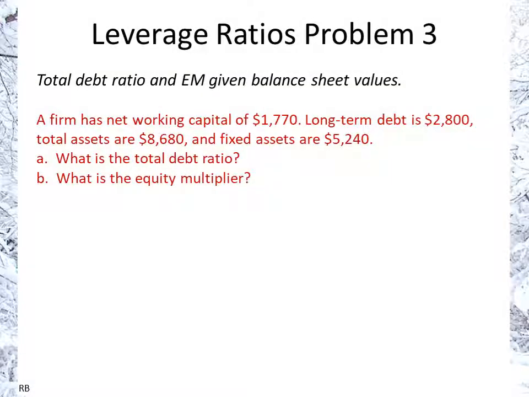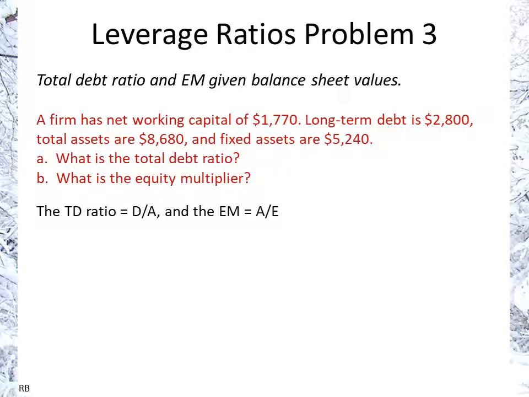Leverage ratios problem 3. A firm has net working capital of 1,770. Long-term debt is 2,800. Total assets are 8,680, and fixed assets are 5,240. A, what is the total debt ratio? And B, what is the equity multiplier?